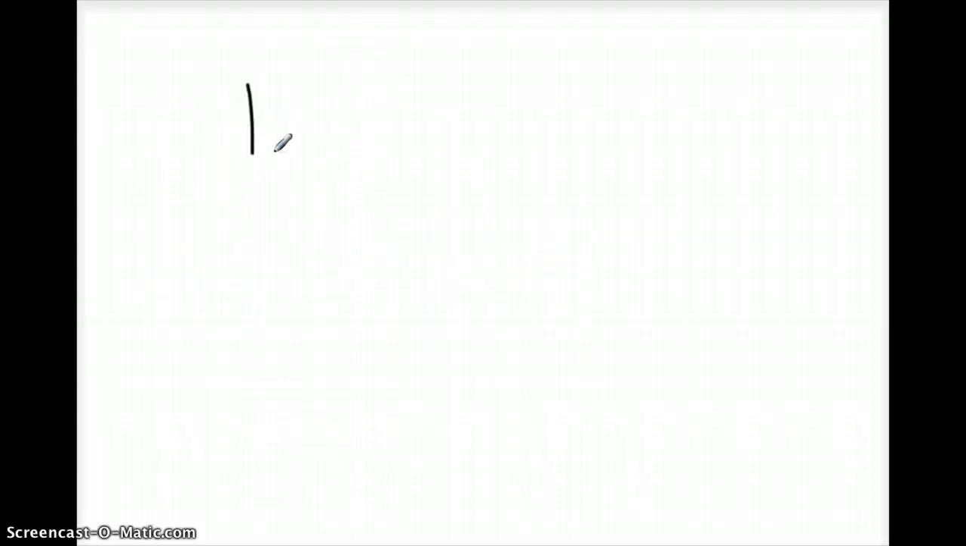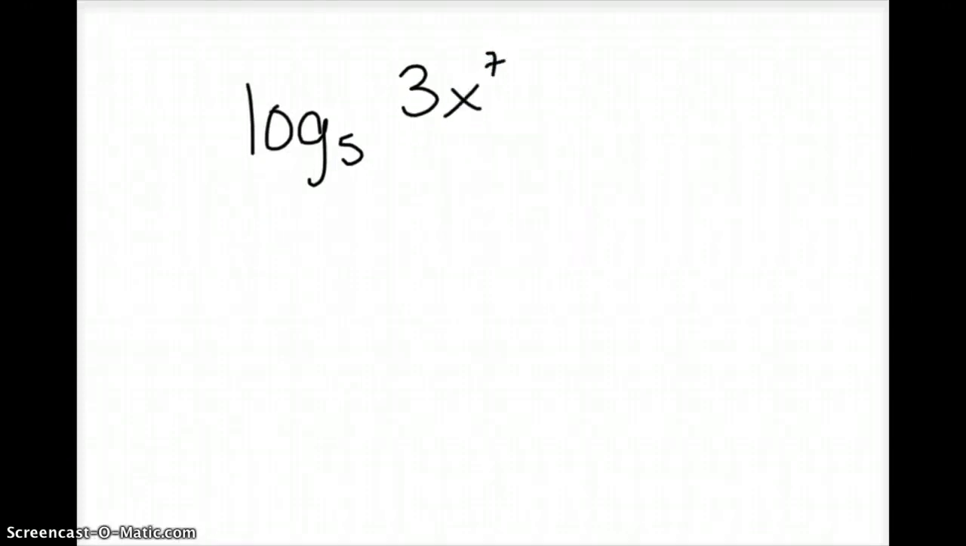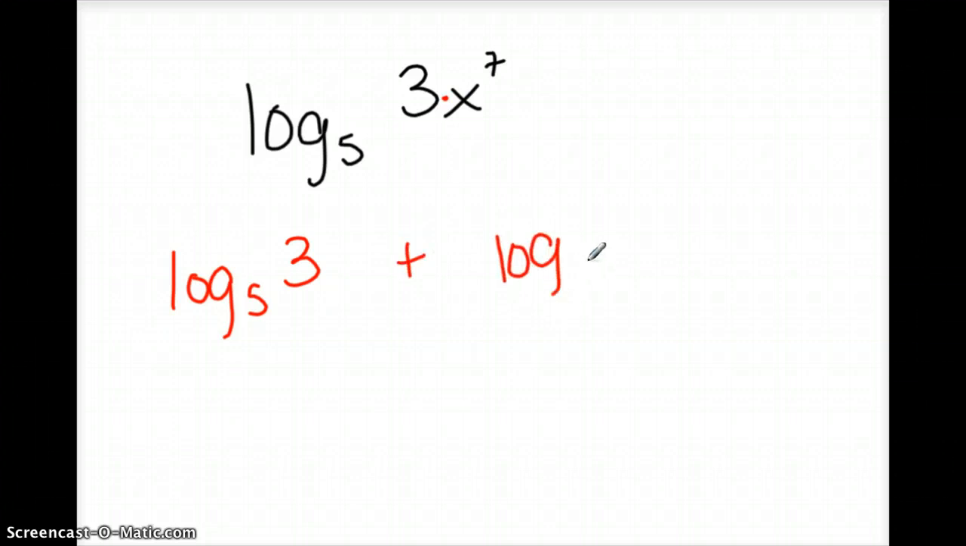We also looked at something like this, maybe log base 5 of 3x to the 7th. For this one's expanded form, break up multiplication. Realize that 3 and x are being multiplied, so I want to break up that multiplication by adding log base 5 of 3 plus log base 5 of x, but because x had a power, remember that actually goes in front of that log. Okay, so this would be its expanded form.